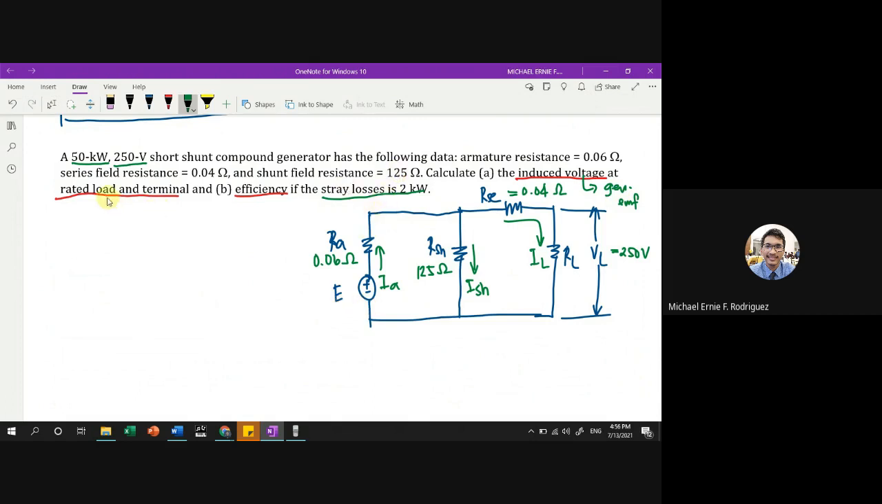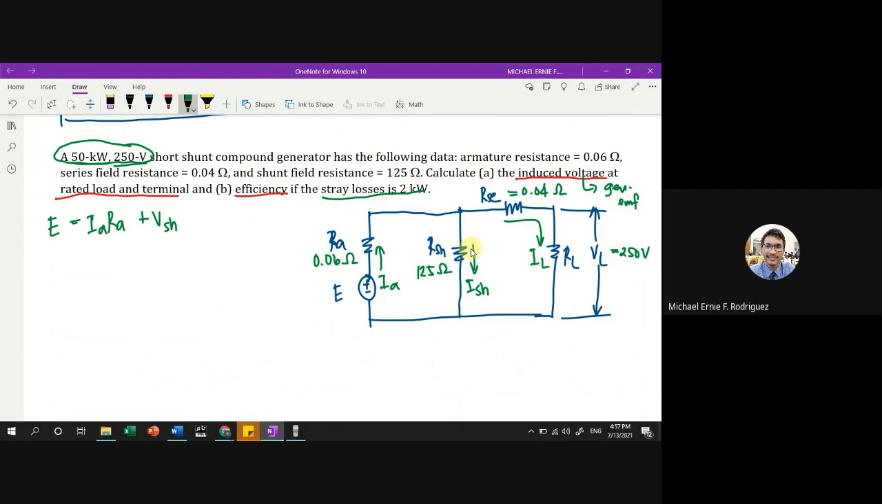Okay? At the rated load and terminal. So kapag sinabing rated load and terminal, yung rating ng load. Okay? So ang rating niya is this one. Okay? So 50 kilowatts at 250 volts. So we need to solve for the induced voltage E at this voltage and this load. Okay? So solve natin yan ngayon yung E. So kaya lang para solve natin yung E, di ba? Ang formula natin mahaba siya. So we have IARA plus VL. Plus hindi siya VL, plus VSH. Kasi nag-iba na yung voltahe natin on the shunt field dito sa part na to.